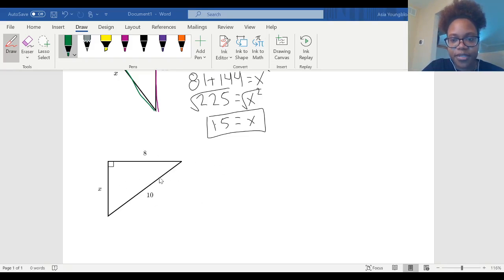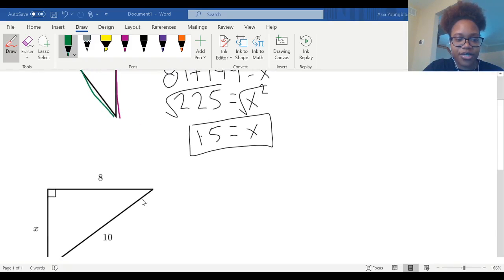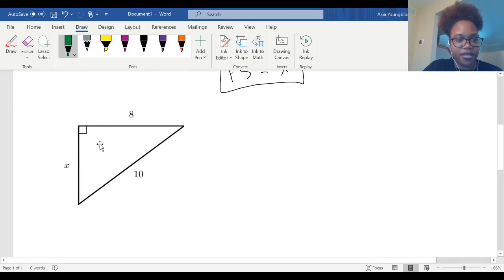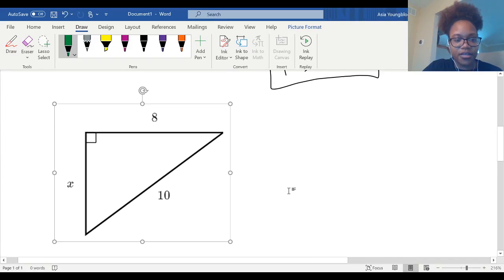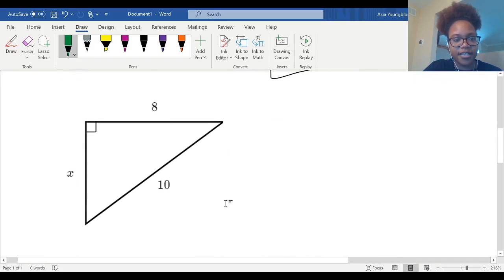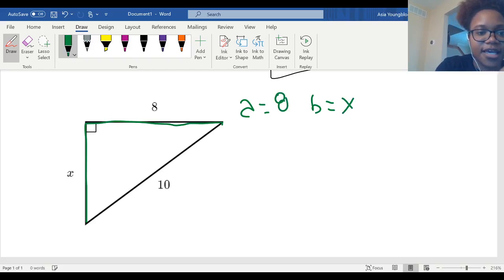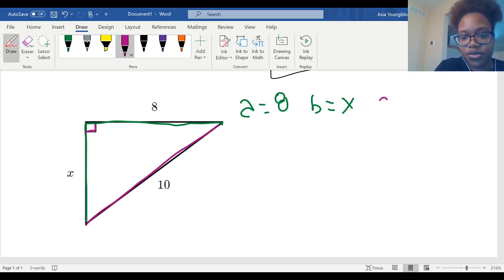So this is our next problem that was taken from Khan Academy. We have this right triangle. Sorry, trying to zoom in for you guys. 8, X, and 10. So we first need to figure out what our A, B, and C are. Our A and B, remember, make up the right angle, so that's going to be these two sides, 8 and X. And our C is always the side across from the right angle, so our C is going to be 10 in this problem.